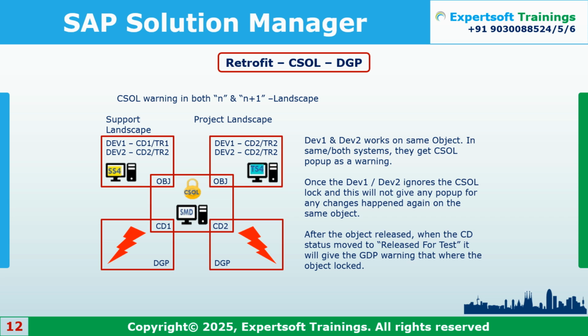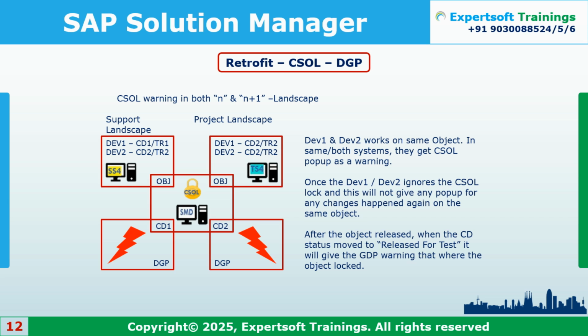And DGP is nothing but downgrade protection. We have different versions for the changes. Version one of the changes will go to the quality system, and the second version will go to the quality system after it. By mistake, if any developer moves version 2 of the object first, and after that moves version 1 again, they will get a DGP pop-up saying that your changes will be downgraded. Please check once again.